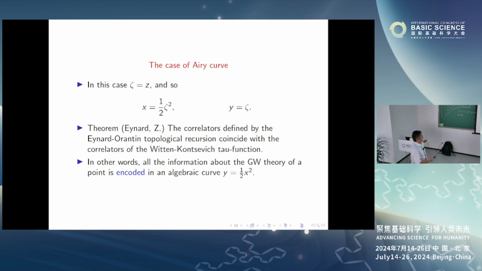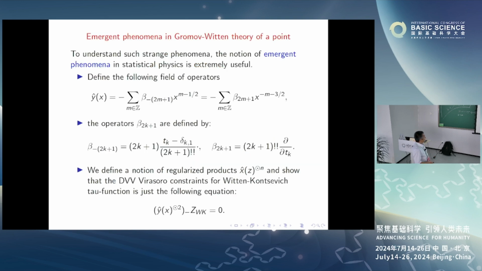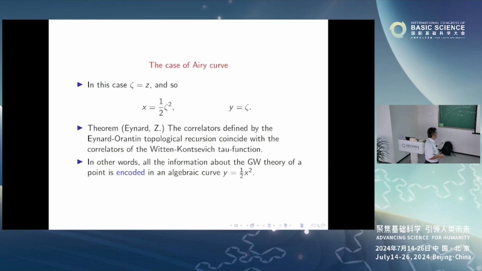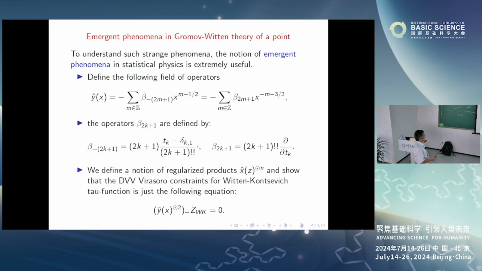In other words, all the information about the Gromov-Witten series of a point is actually encoded in a single, very simple algebraic curve like this. So what does that mean? Where does this thing come from? We need some kind of interpretation, and I interpret this as an emergent phenomenon. This is very strange, and I think the emergent phenomena in statistical physics are probably useful to understand this.